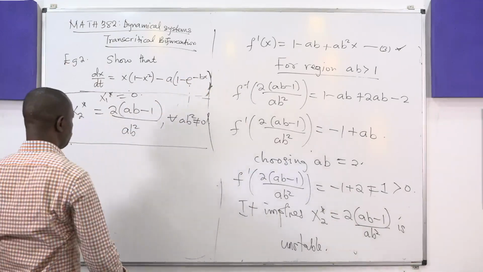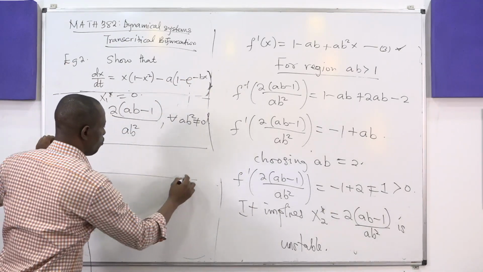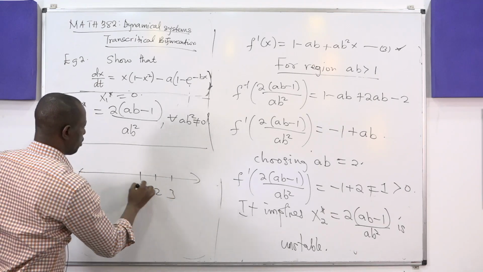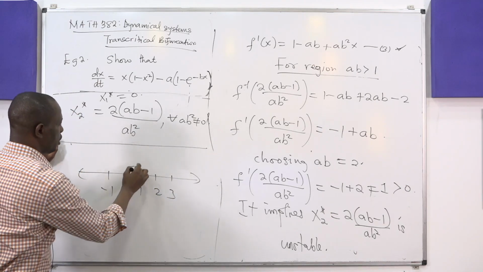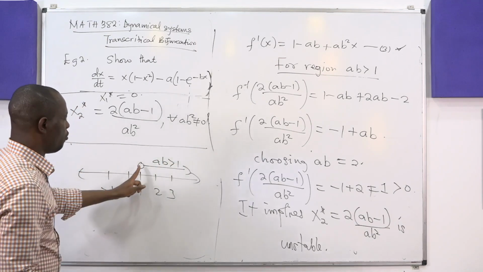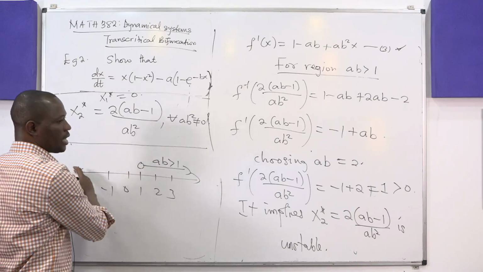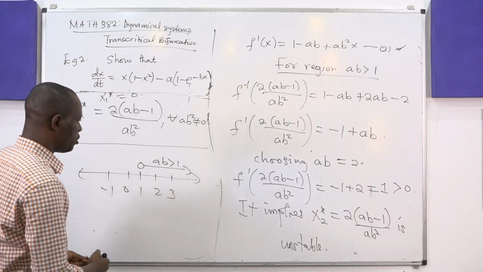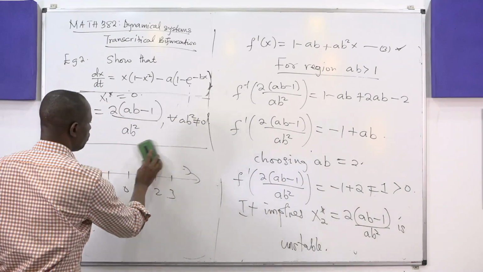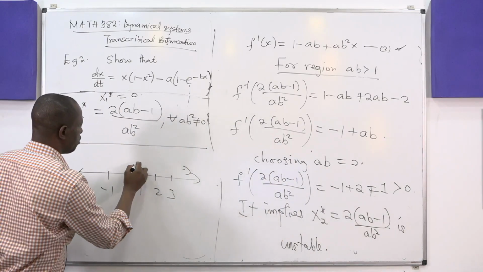So now, look here. We had region 1, 2, 3, 0, minus 1. We considered AB greater than 1. Then we also have to consider AB less than 1. So 1 is a bifurcation point. You get it? So here, now we consider this region.